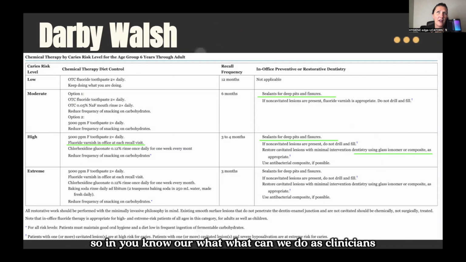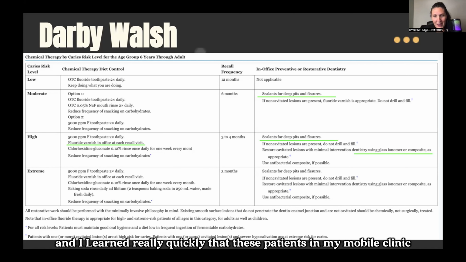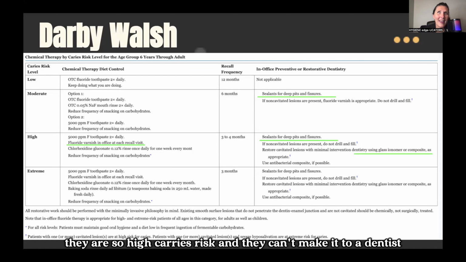So what can we do as clinicians? And I'll tell you right now, when I started my mobile practice, I was doing fluoride varnish. I was like, okay, this is what I have. I have fluoride varnish. I'm going to scale, do my periodontal therapy, my prophy, and do a fluoride treatment. And I learned really quickly that these patients in my mobile clinic are so high caries risk, and they can't make it to a dentist.